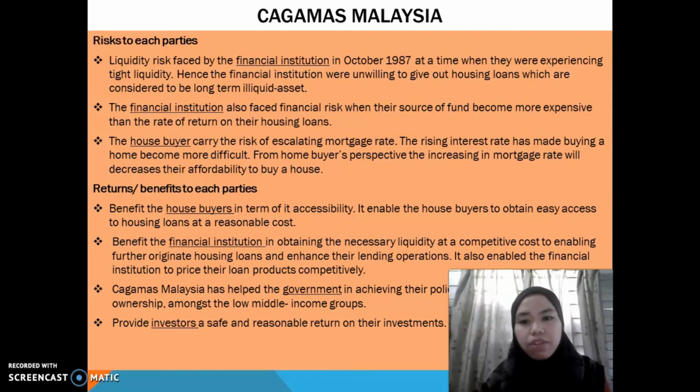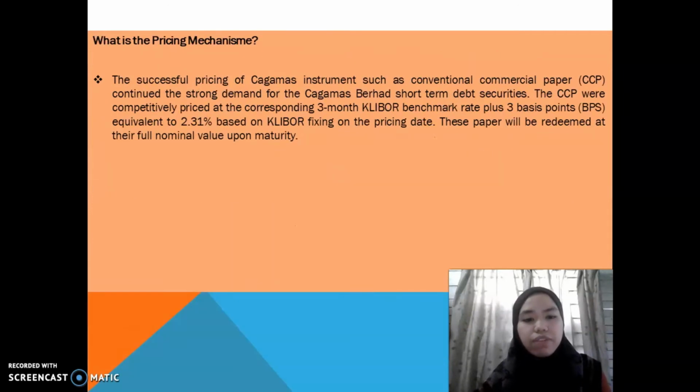Next, it benefits the financial institution in obtaining the necessary liquidity at a competitive cost to enable further originated housing loans and enhance their lending operation. It also enables the financial institution to price their loan product competitively. Cagamas Malaysia has helped the government in achieving the policy to encourage home ownership among the low and middle income group. And then it provides investors a safe and reasonable return on their investment.